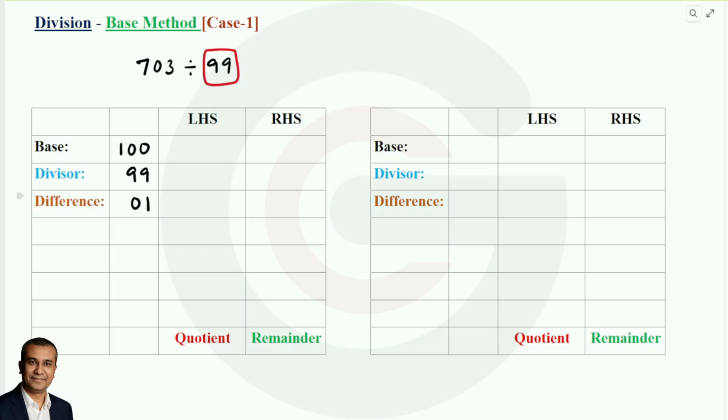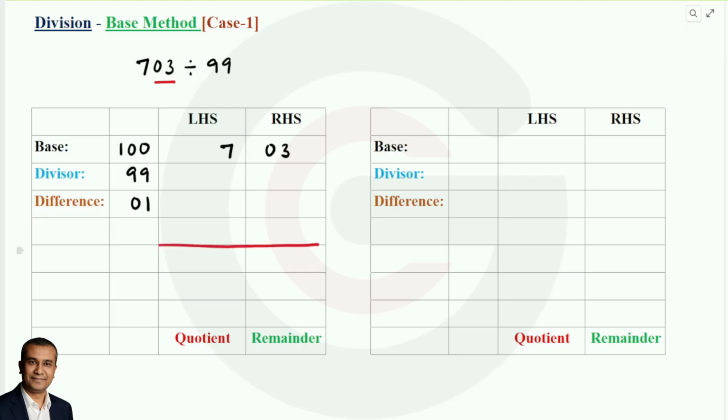Here we should remember that the difference should have the same number of digits as there are zeros in the base. Here the base has 2 zeros. So therefore the difference should be written in 2 digits. I should write 0, 1. Now step number 2, the dividend has to be divided into two parts, left hand side and right hand side. Now if you observe that the base has 2 zeros, therefore the last two digits should be written on the right hand side, that is 0, 3, and the remaining digit, that is 7, should be written on the left hand side.